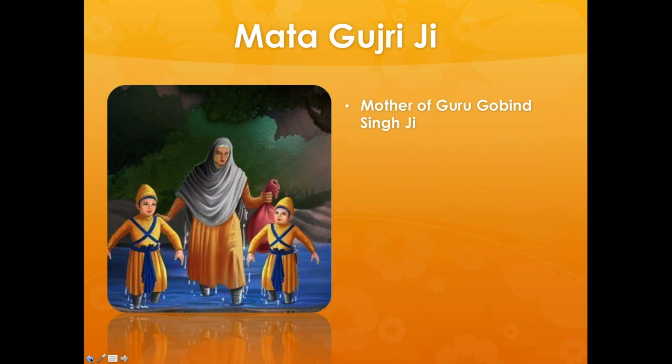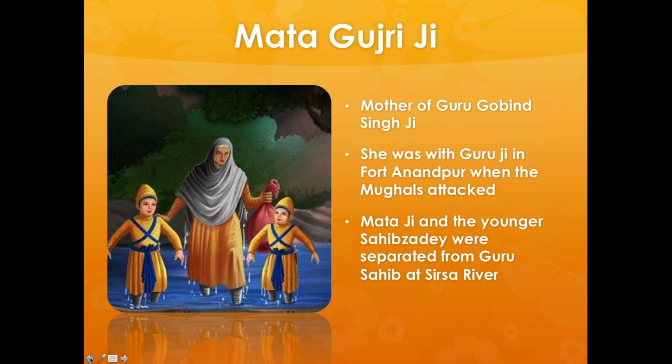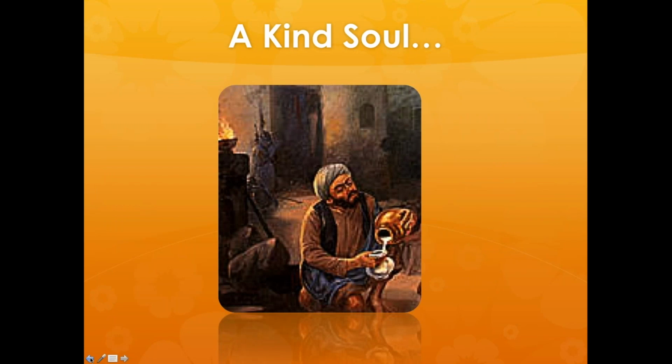So Guru Sahib and a couple of other Sikhs, as they left the fort, headed off to Machiwara. But let's see what was happening with Mata Gujri Ji and the younger Sahibzade at this time. Mata Gujri Ji, as you know, is the mother of Guru Gobind Singh Ji, and she was with Guru Sahib Ji in Anandpur when the Mughals had attacked. When the family became separated at the Sirsa River, Mataji and the younger Sahibzade, instead of trying to cross the river, started walking along the banks just to find some kind of safe passage. And remember, it's the month of December. It's very, very cold, and in this picture, it's showing that they're drenched in water, so they're trying to find a warm and safe place.